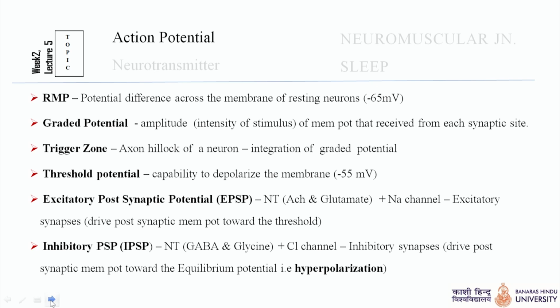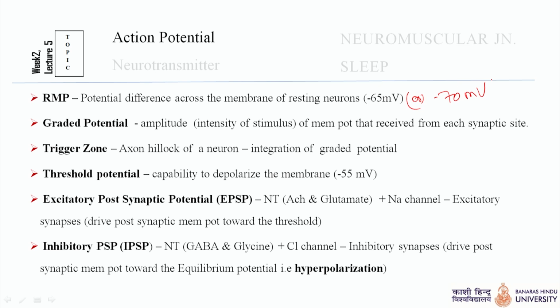Now, some of the important terms related with the action potential. The first is the resting membrane potential, that is nothing but the potential difference across the membrane of the resting neurons. Already I told you it is minus 65 millivolt, or in some books you can say it is minus 70 millivolt, both are correct.